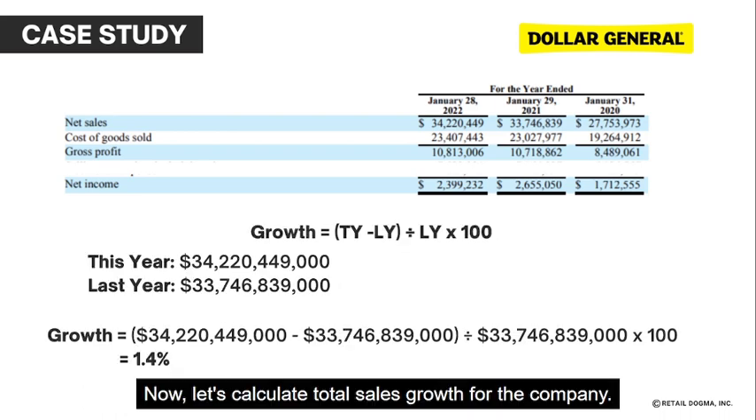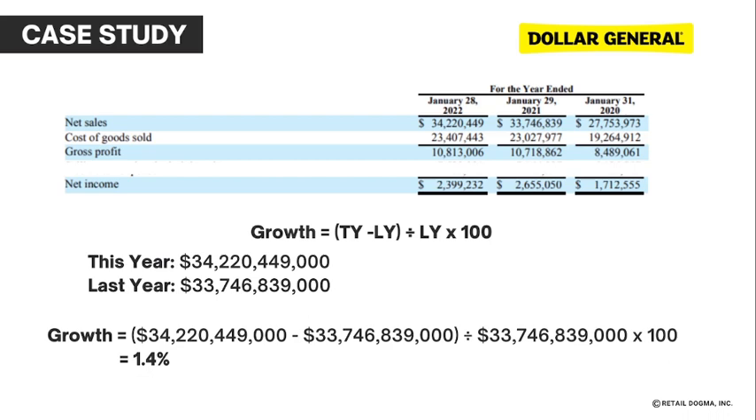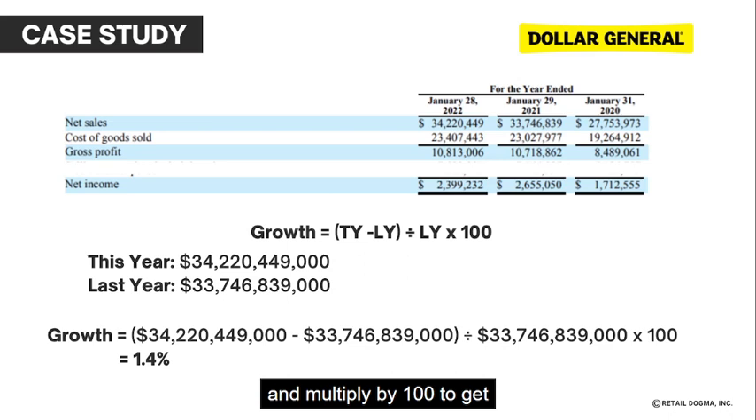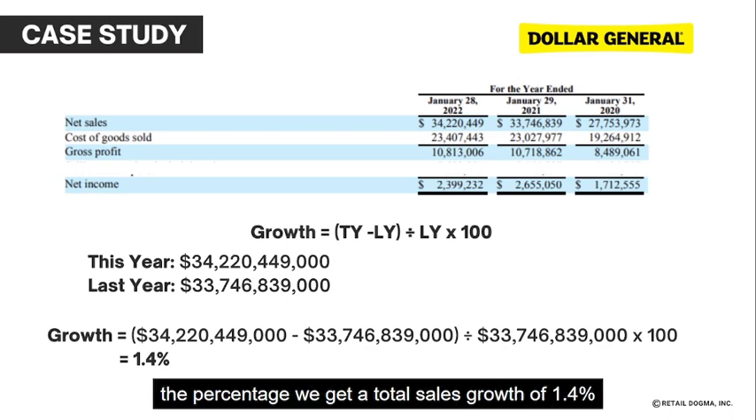Now let's calculate total sales growth for the company. We have this year's sales and last year's sales. We apply the formula for growth, this year minus last year, then divided by last year, and multiply by 100 to get the percentage. We get a total sales growth of 1.4%.